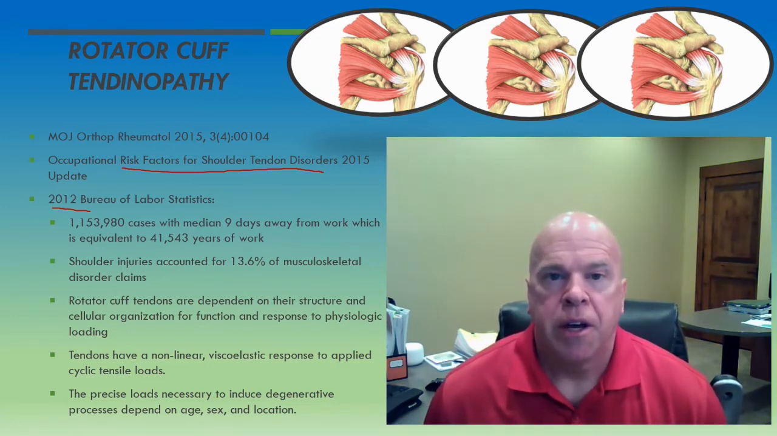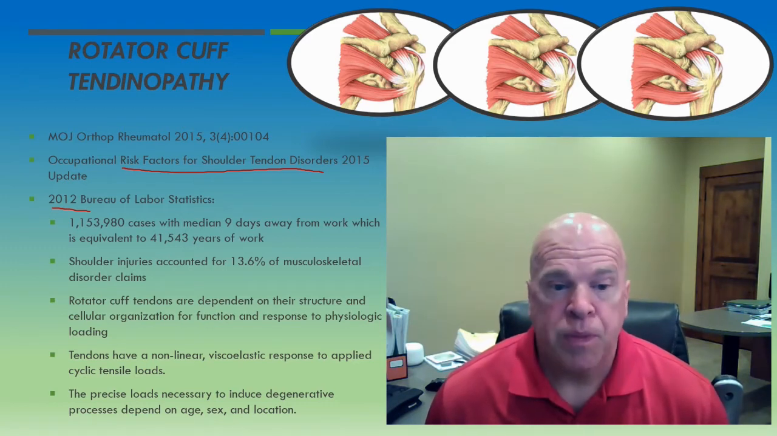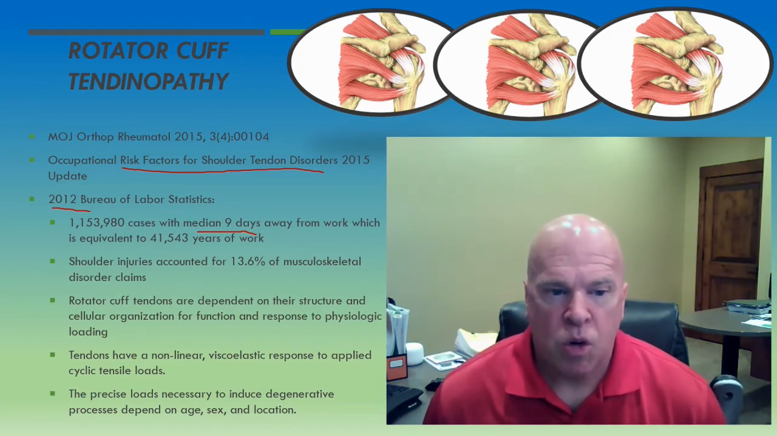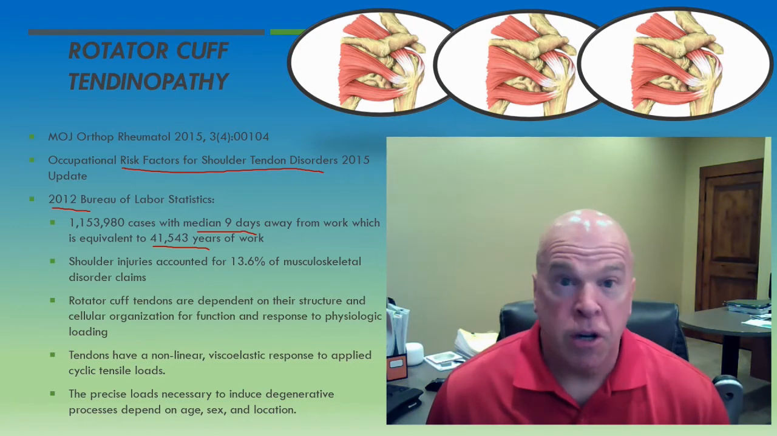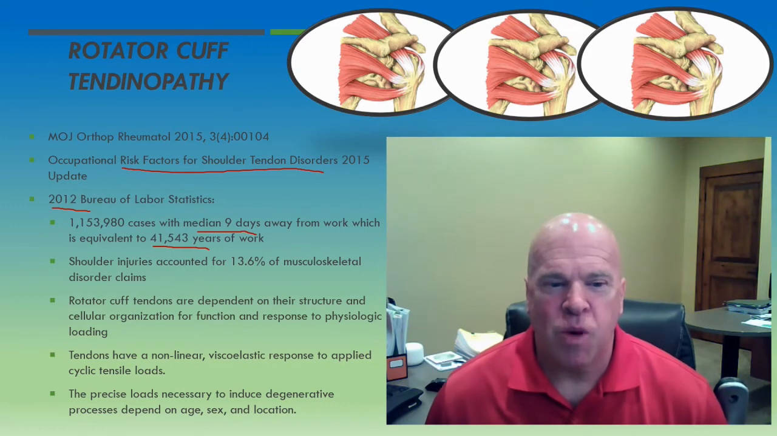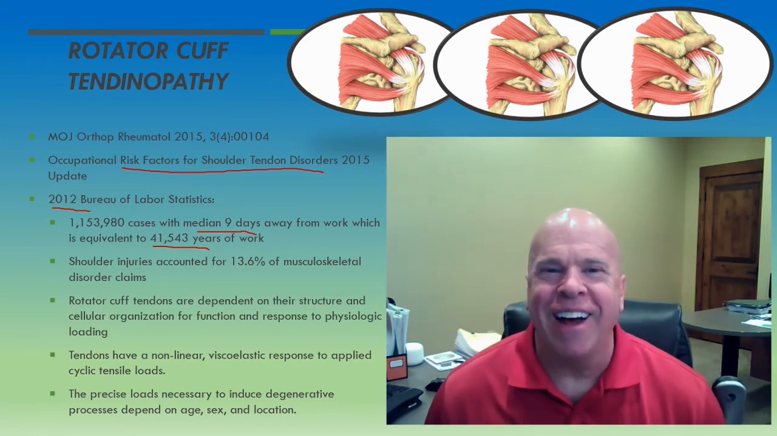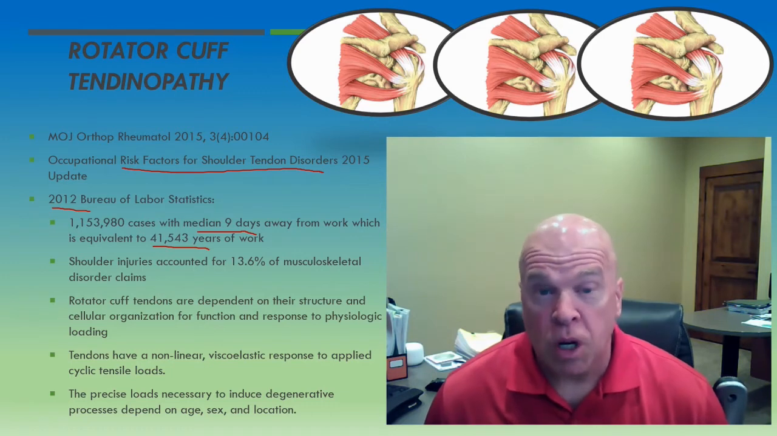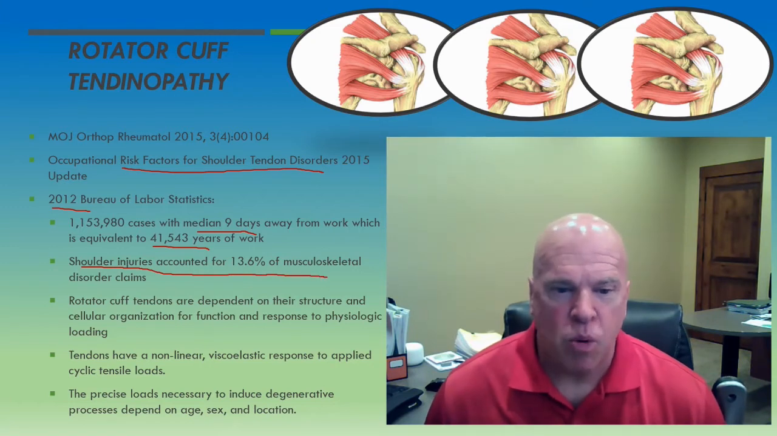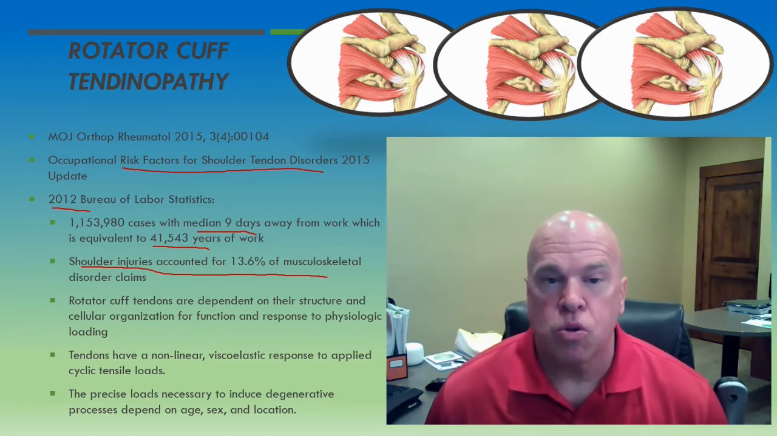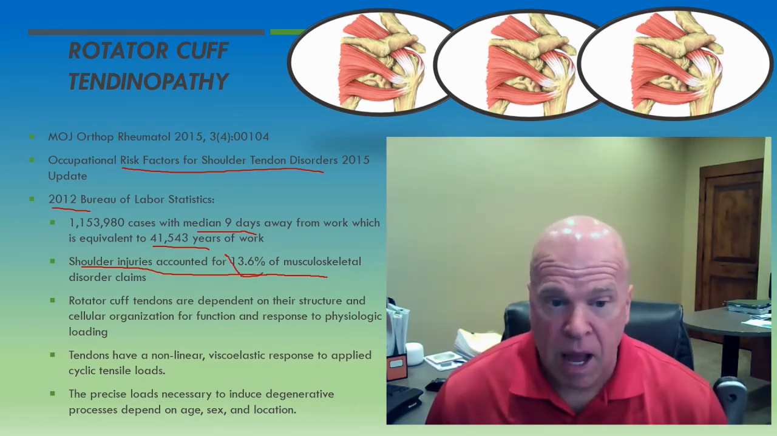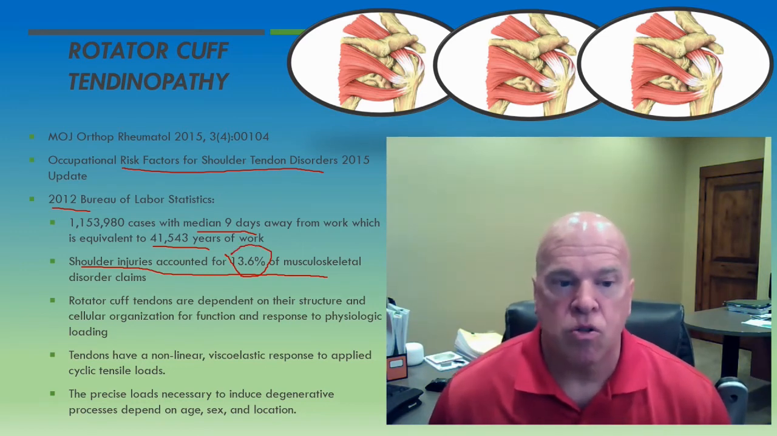1,100,000 cases of shoulder pain conditions were reported, with a median of 9 days away from work, and this is the equivalent of 41,500 years of work lost in one calendar year, in calendar year 2012. 41,000 years of lost work time due to shoulder pain conditions. Shoulder injuries accounted for 13.6% of all musculoskeletal disorder claims, and that includes disorder claims associated with the spine. So very, very high prevalence of shoulder pain conditions in the industrial setting.